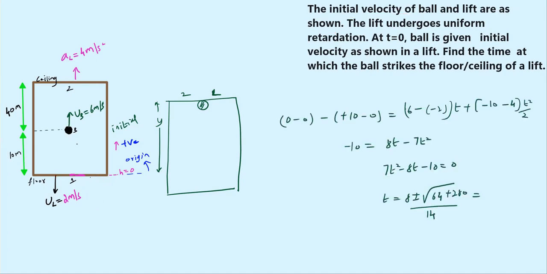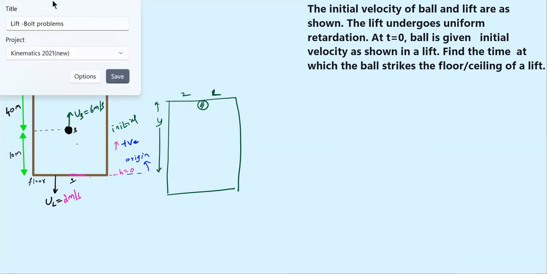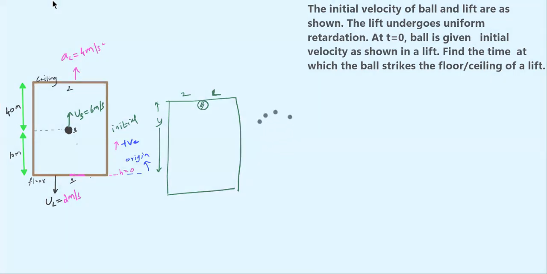Here, g will act vertically down. Now we'll proceed. What is the assumption I'm making? I'm assuming that the ball will strike the floor of the lift. I pre-drew the diagram, and I'm assuming that you can see it clearly. The lift is moving down, and the ball will strike the floor of the lift.